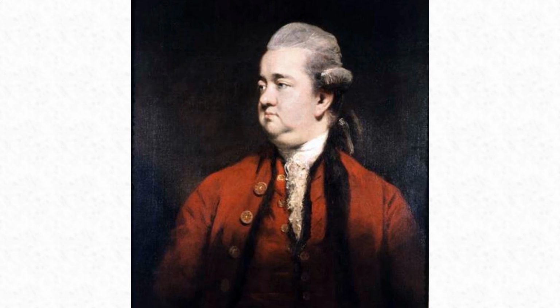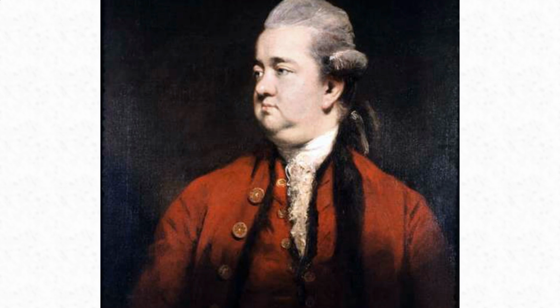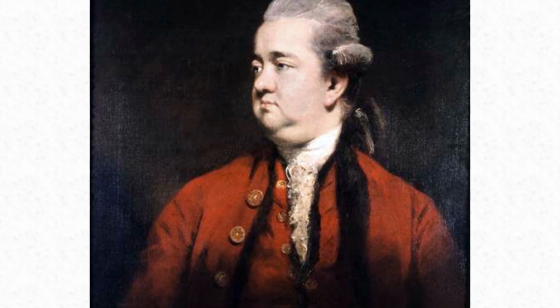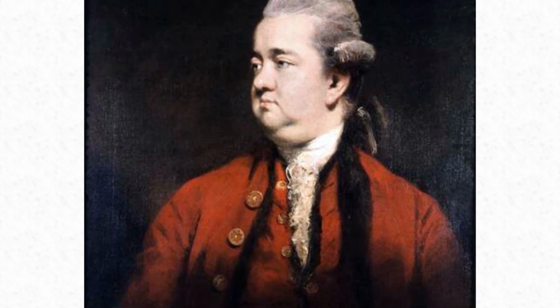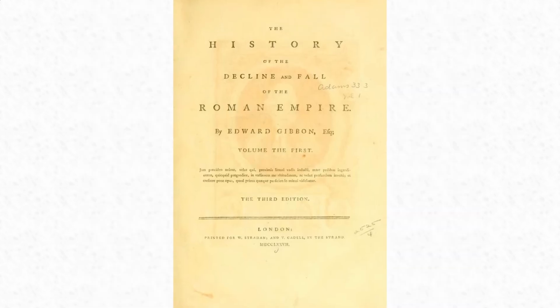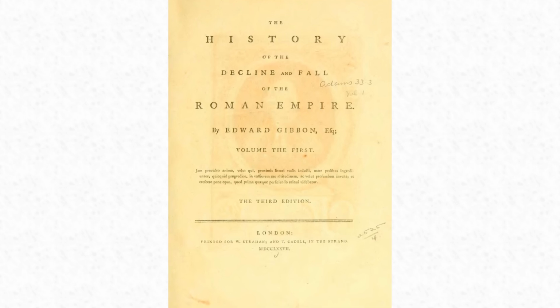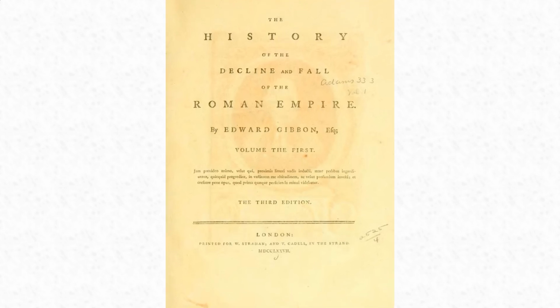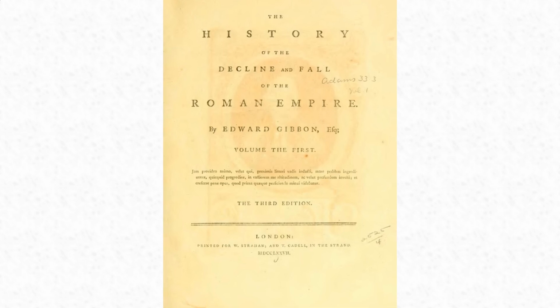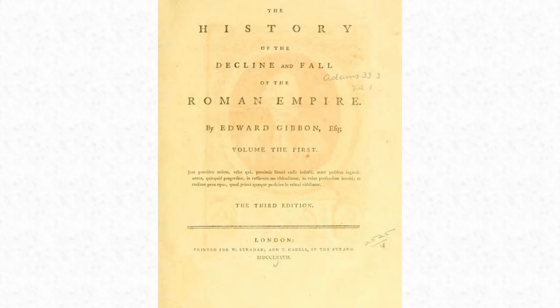Edward Gibbon, an 18th century British historian, remains a towering figure in historical literature, largely due to his monumental work, The History of the Decline and Fall of the Roman Empire. Published in 6 volumes between 1776 and 1788, this ambitious endeavor traces the collapse of one of history's most powerful empires from its height in the 2nd century AD to the fall of Constantinople in 1453.